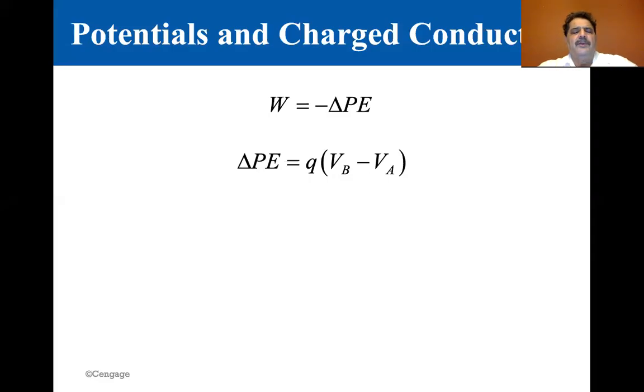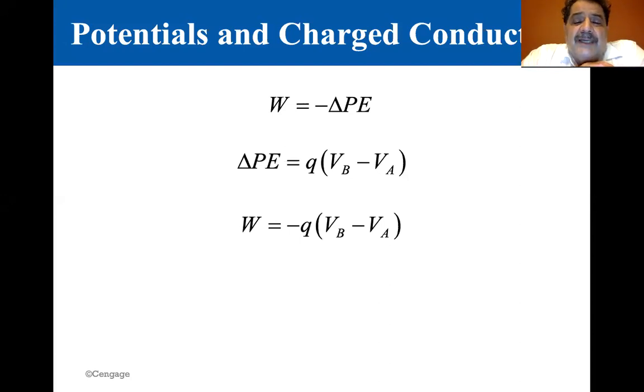We know that the work is equal to the negative of the change of potential energy. We also know that the potential energy change is equal to Q times (VB minus VA). If we combine those two, we have that the work is equal to minus Q (VB minus VA). Now, if VB and VA are at the same potential, then no work is done. This is a conservative force.